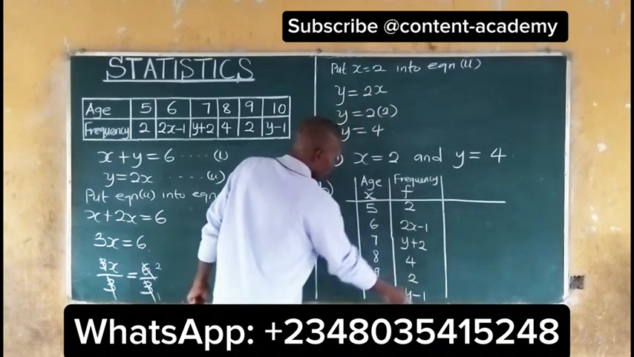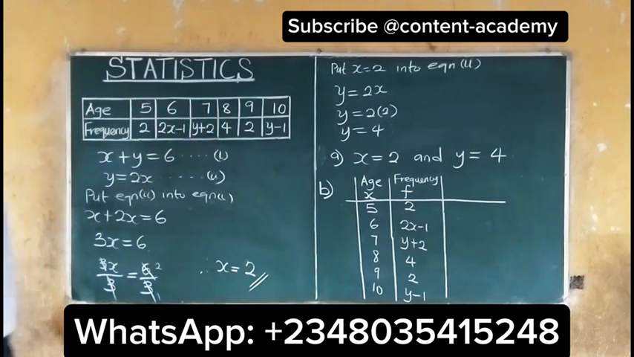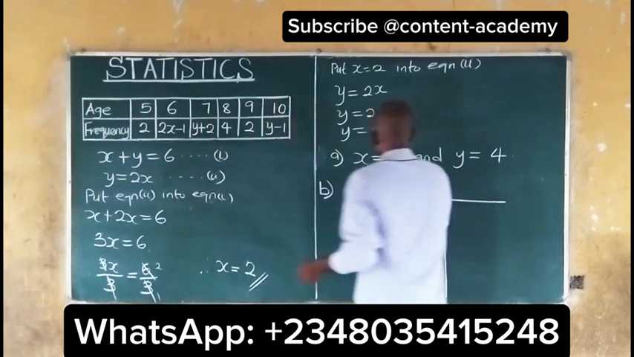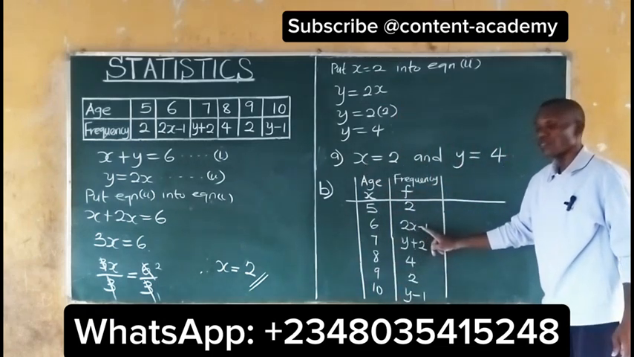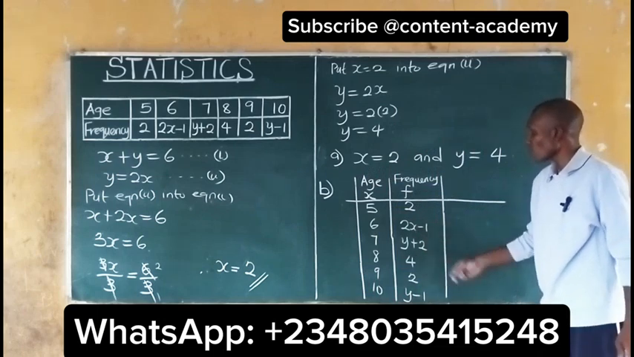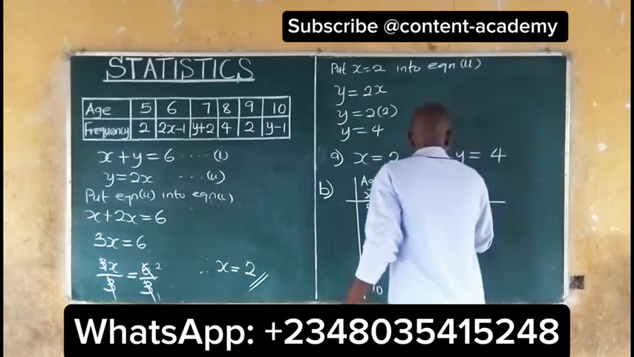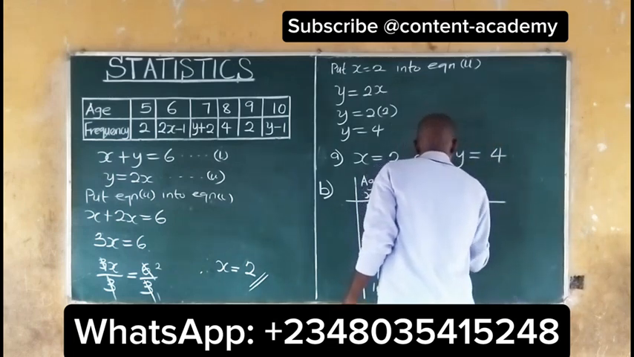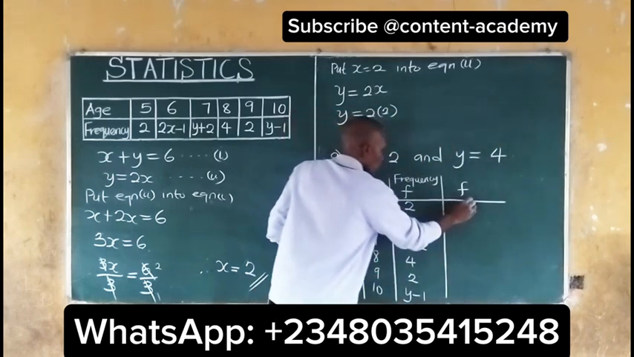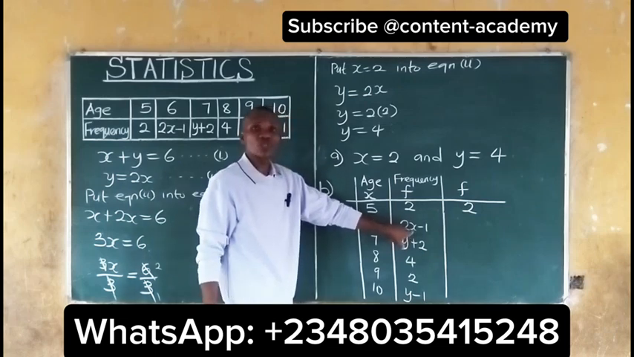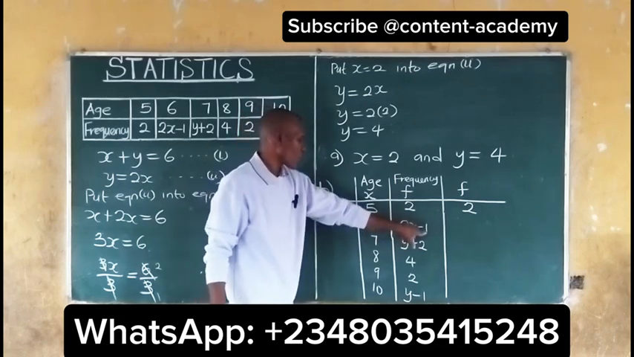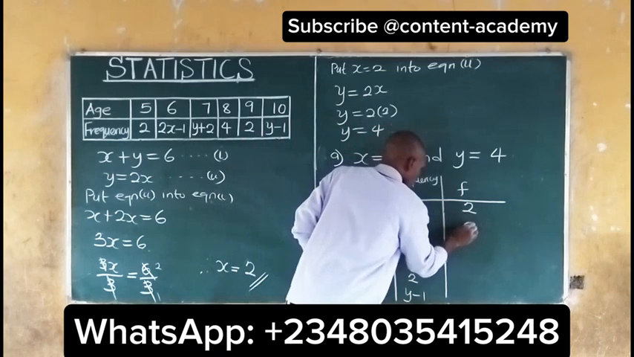Now, how do we get our f? We can't use this to solve for their mean ages. We already have the value for x and the value for y. So wherever we see x, we put the value for x, and wherever we see y, we put the value for y to make our frequency. Here we have 2. There's nothing to add. Here we have 2x minus 1. 2x means 2 times 2, which is 4. 4 minus 1 is 3.